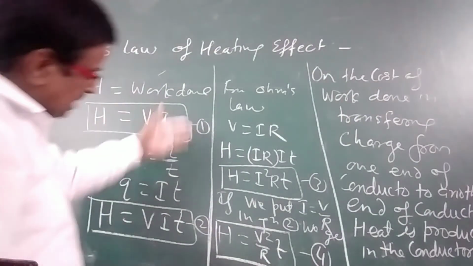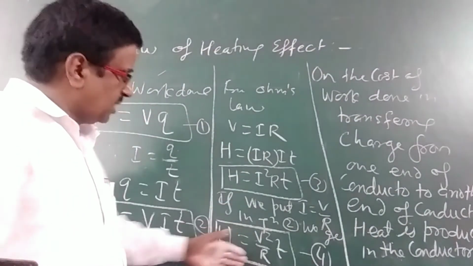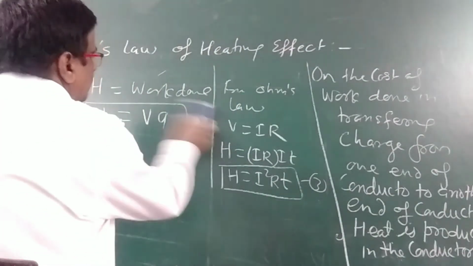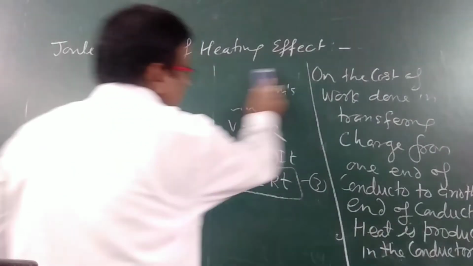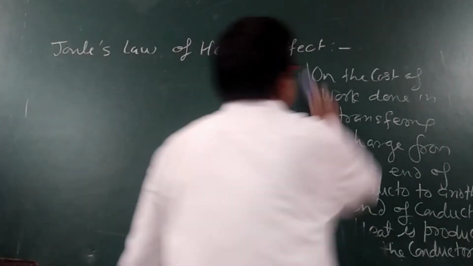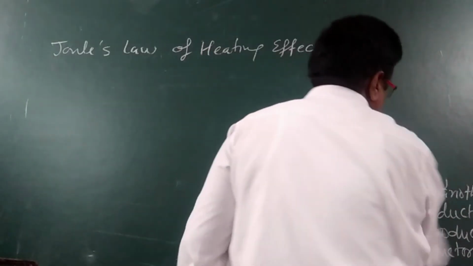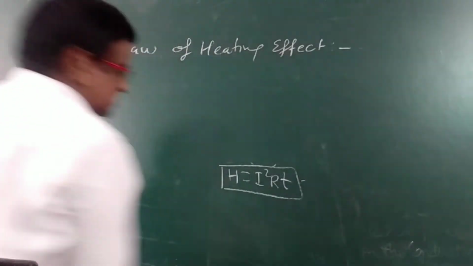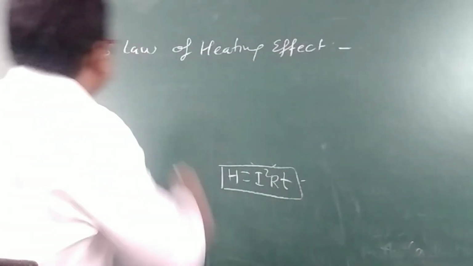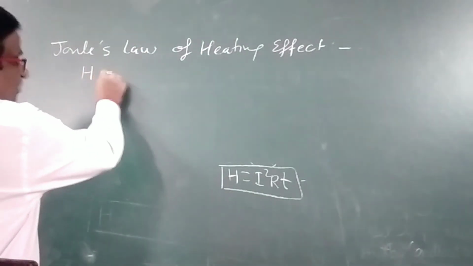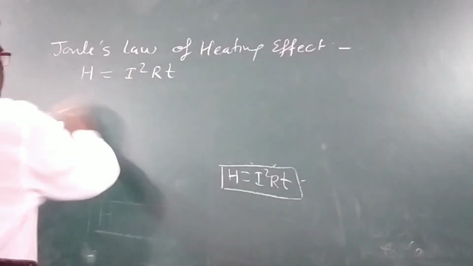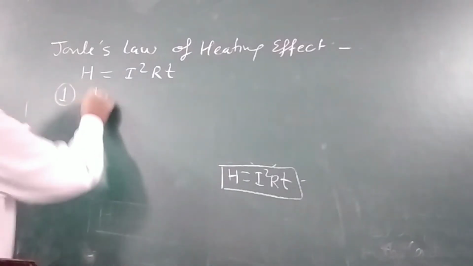Among these 1, 2, 3 and 4, number 4 is the conclusion of equation number 3, and that is termed as Joule's law of heating effect. We are going to discuss Joule's law of heating effect, which can be given by H is equal to I square RT. It has three laws.